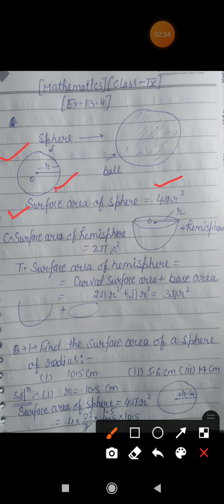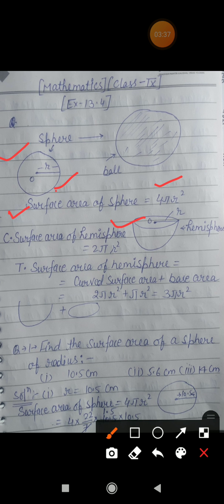Now we have to discuss the hemisphere. What is the meaning of hemisphere here? You have a ball, and if you cut it into two equal parts, then one part is called a hemisphere. I repeat again, if you cut the sphere into two equal parts, then one part is known as a hemisphere. So a hemisphere is nothing but half of the sphere, and it is also shown in your figure here.